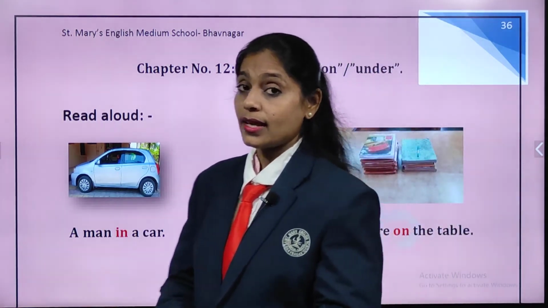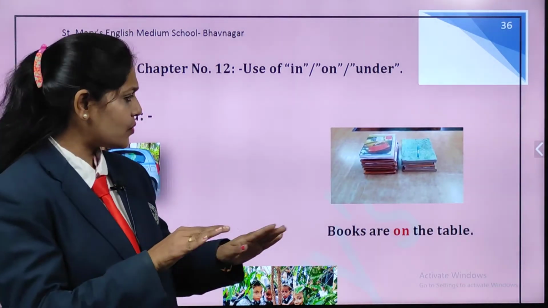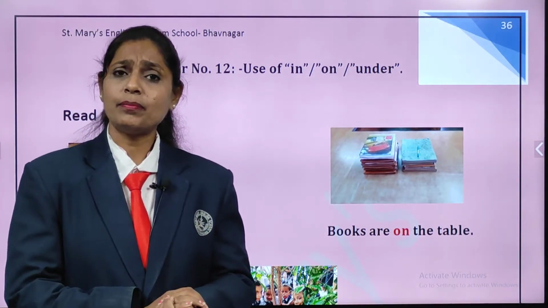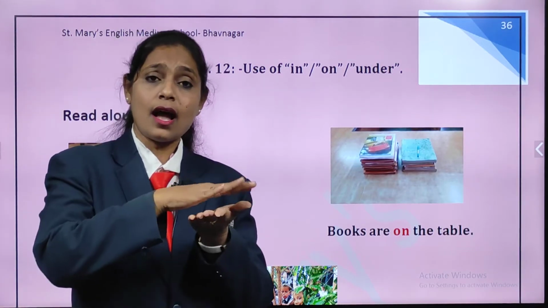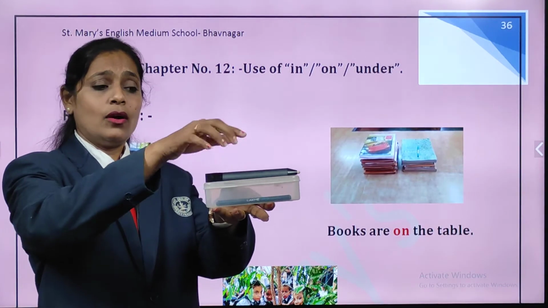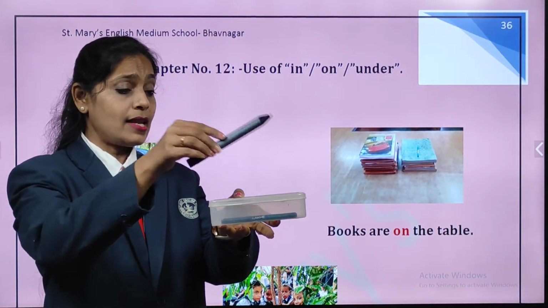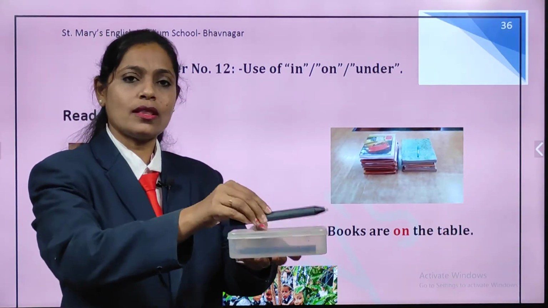Same way, look at the next picture. Can you see books? Yes, and there is one table. And where are the books? Yes, they are kept on the table. Okay, when things are up, like just now I showed you, there is a box and I keep that pen up. So what I am going to say? The pen is on. I have used on. The pen is on the box.